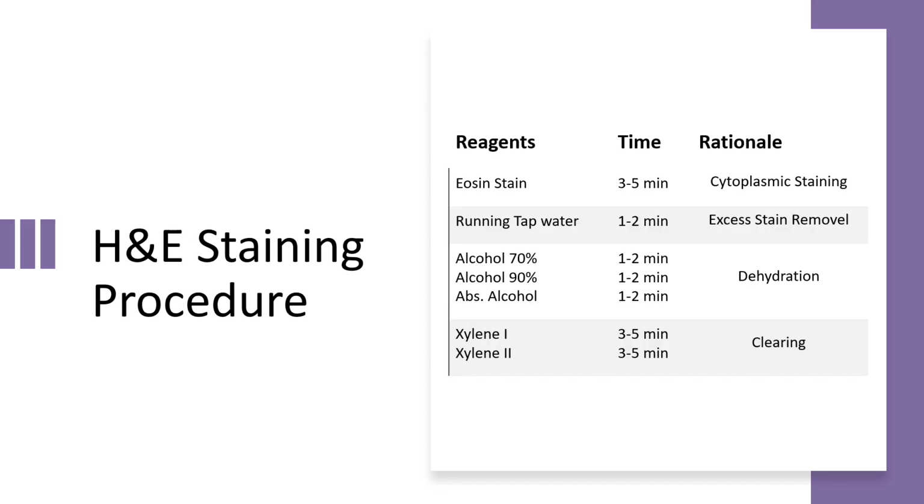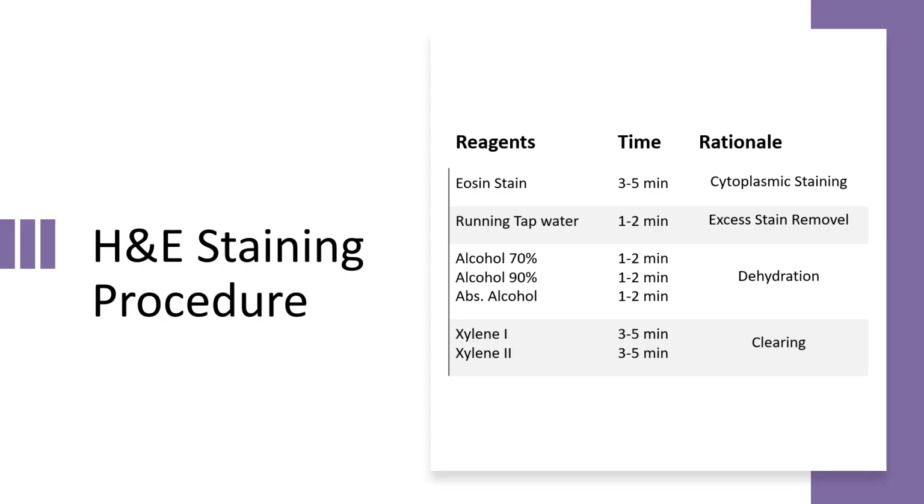Next is the eosin stain that we apply for 3 to 5 minutes. Eosin is acidic in nature, so it will stain the basic components of the tissue, and cytoplasm is majorly a basic component, so it is also known as the cytoplasmic stain. After the application of eosin, we use tap water for 1 to 2 minutes to wash off the extra stain. Extra stain means the stain which has not taken part in the staining reaction.